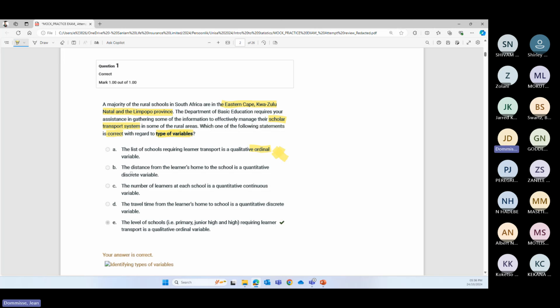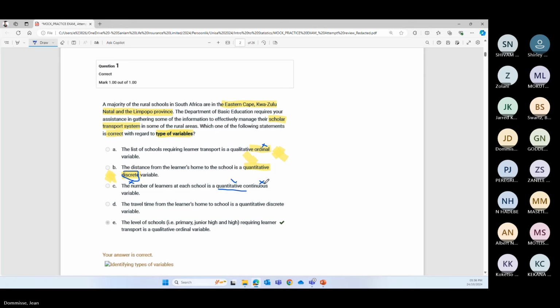And the second one, the distance from a learner's home to school is quantitative, right? Discrete, not right. It is continuous. So that one is incorrect because it is continuous. So let's look at the third one. The number of learners at each school is quantitative. That's correct.